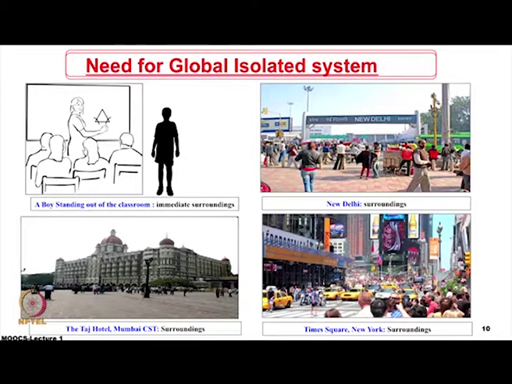Now, in a closed system where no student is allowed to go out and my voice can freely go out, a person who is standing outside the classroom is standing in the surroundings. My classroom is a system, everything else is surroundings. A person standing, let us say, outside in the corridor can hear my voice and can endorse that I am definitely teaching in the classroom and I am not singing a song.